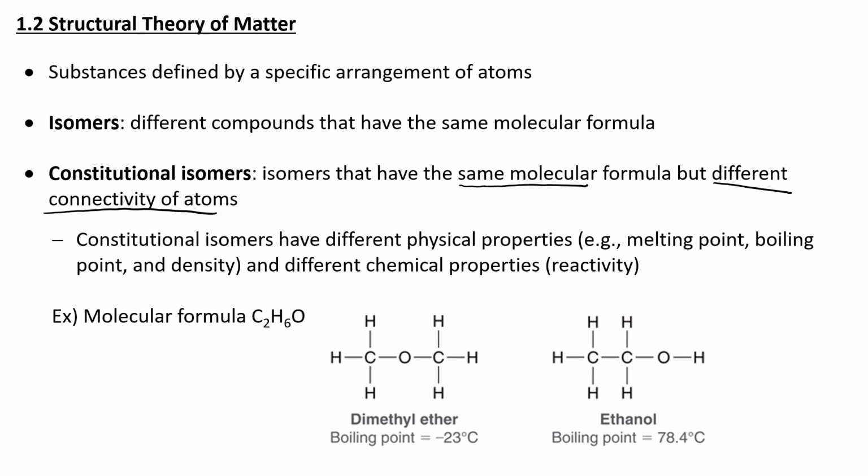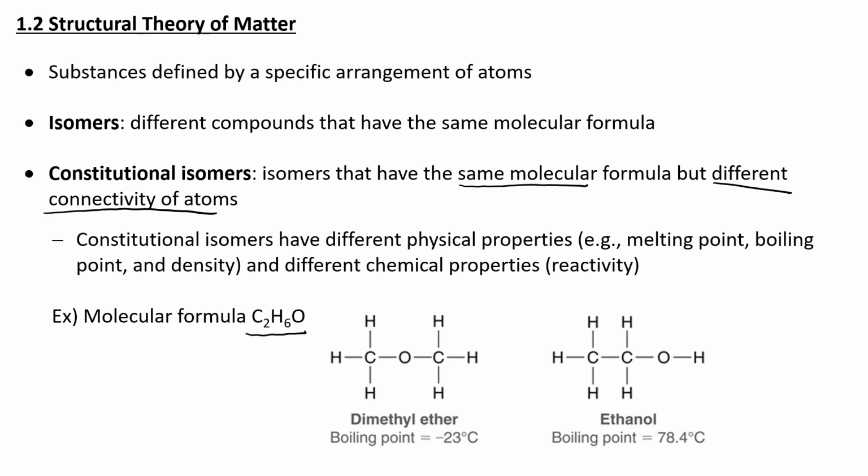Let me give you an example. Let's look at two isomers, both of which have the same molecular formula, C2H6O. We have diethyl ether and ethanol. If you look closely, you can see that the formulas are the same because both of the compounds have the same number and same type of atoms. You can just count them up and you see C2H6 and O for both.